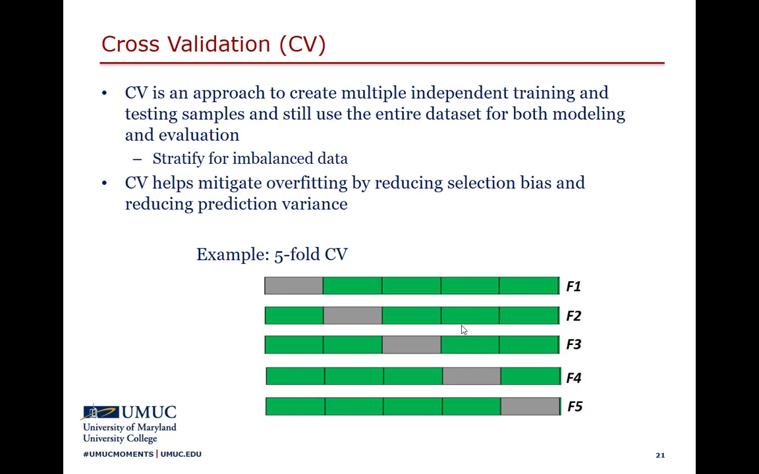So you apply cross-validation, and based on the performance of the cross-validation, you start using those values. In some cases, for instance trees, the number of trees for ensembles, you don't know how many trees might be sufficient, so you apply cross-validation. So what is cross-validation? It is an approach to create multiple independent training and testing samples and still use the entire data set for both modeling and evaluation, right?